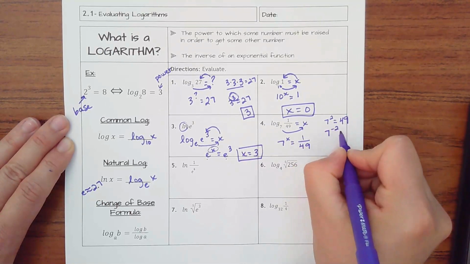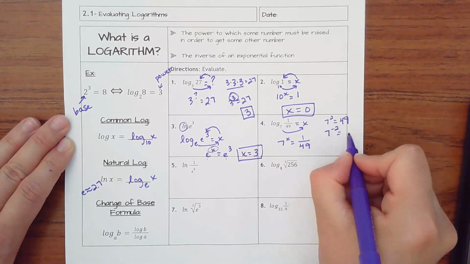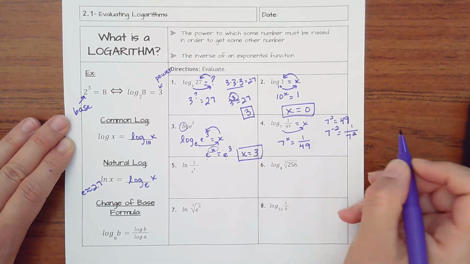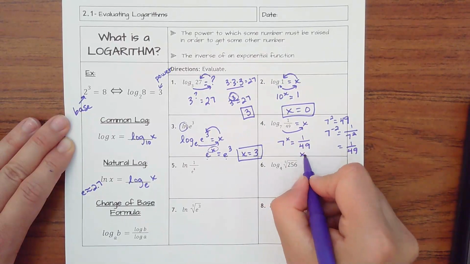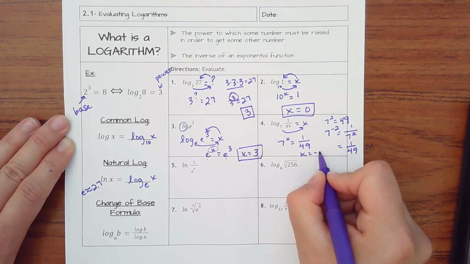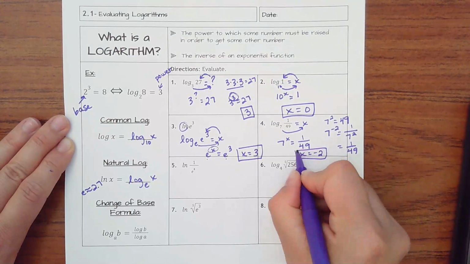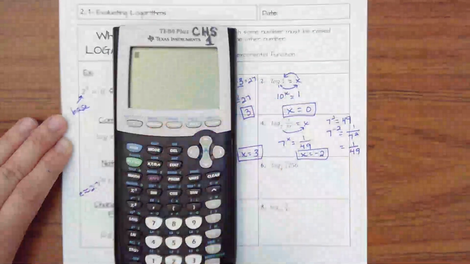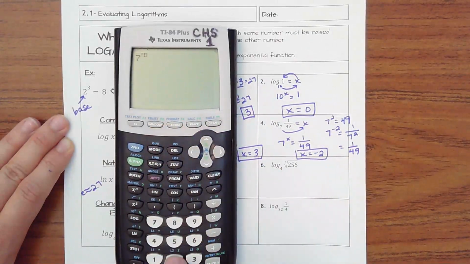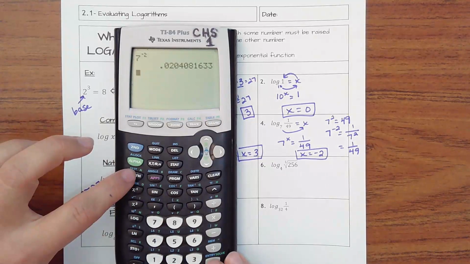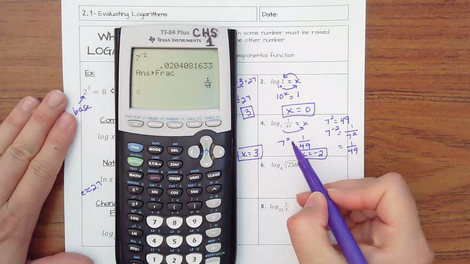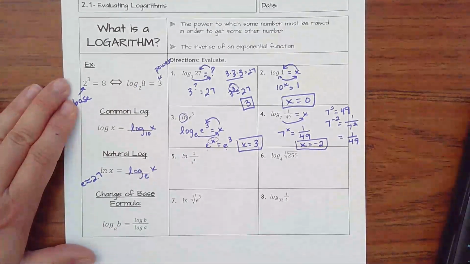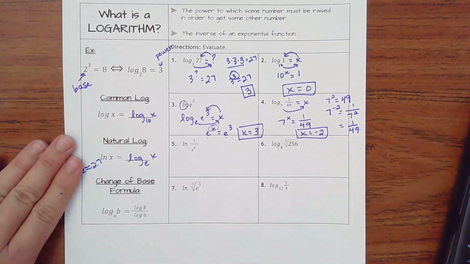7 to the negative second power means that sinks that to the bottom, and that would be 1 over 49. So x must be negative 2. You could always check that on your calculator. So 7 to the negative second. It'll get you a decimal, but we can hit math, enter, enter, and it changes it into a fraction. Okay, so fractions really mean that the power must be negative to make it be an inverse or reciprocal.